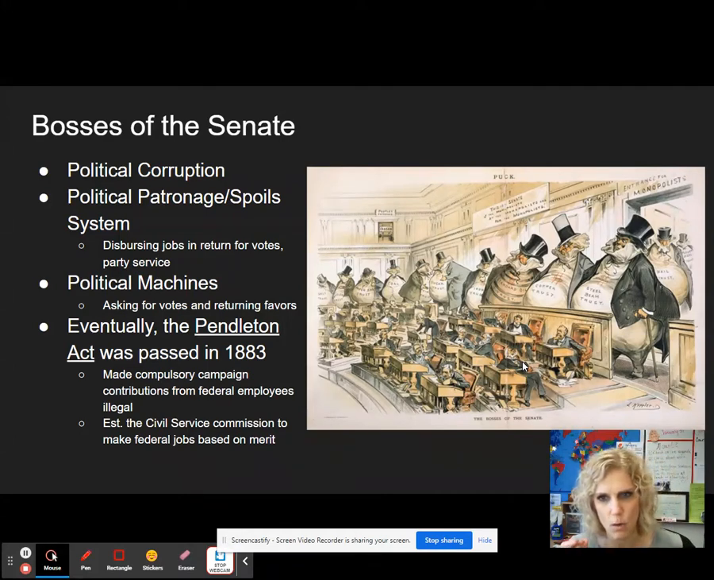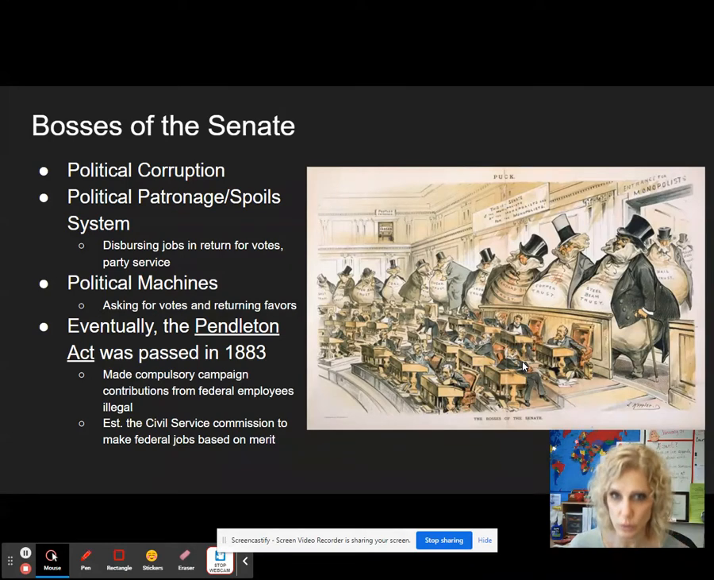Another type of corruption that was happening were the political machines. The political machines were people going into, for example, poor areas and asking immigrants for their votes, and then telling them that they would do favors for them, like help them improve their homes or housing situations, or help them find childcare, or something that would help them in some aspect of their lives. But in return, those individuals needed to promise to vote for them. And so those were two different types of corruption that were going unchecked largely during the Gilded Age.